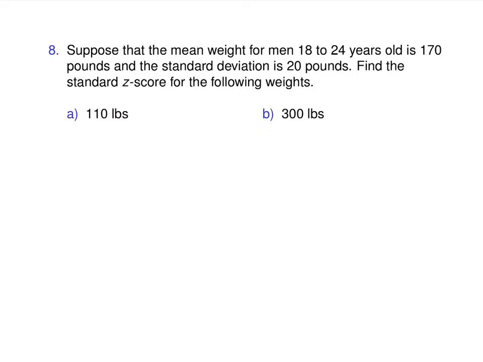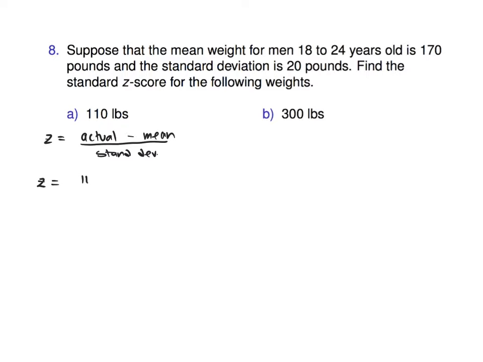Remember this Z-score formula? That was actual minus mean over standard deviation. And this will tell you how many standard deviations above or below the mean you are, and kind of tell you how unusual you are. So the mean weight for men 18 to 24 is 170, and the standard deviation is 20. Find the standard Z-score for the following weights.